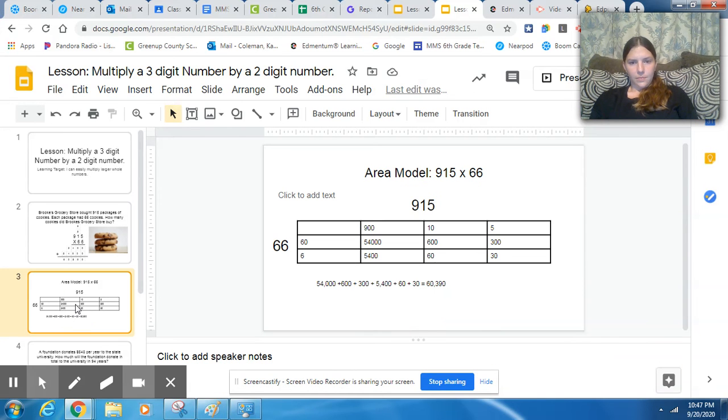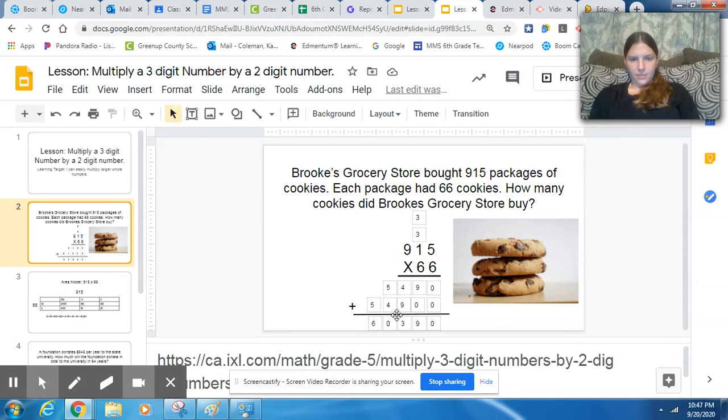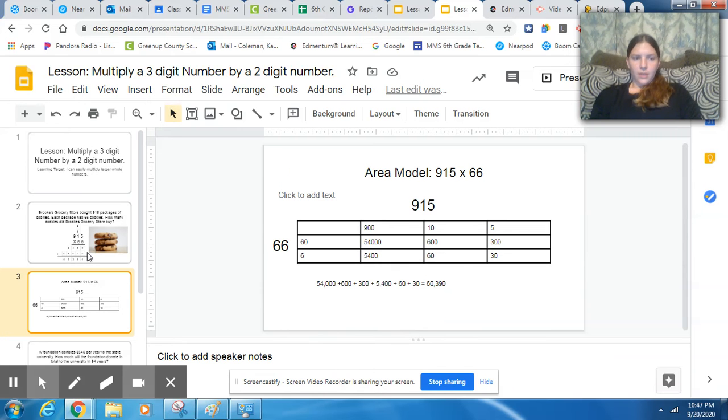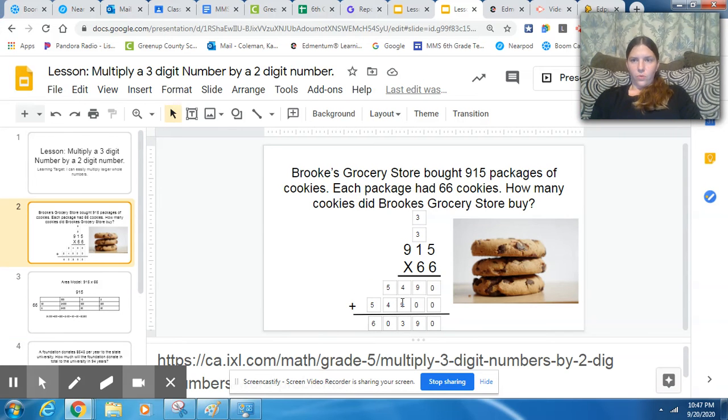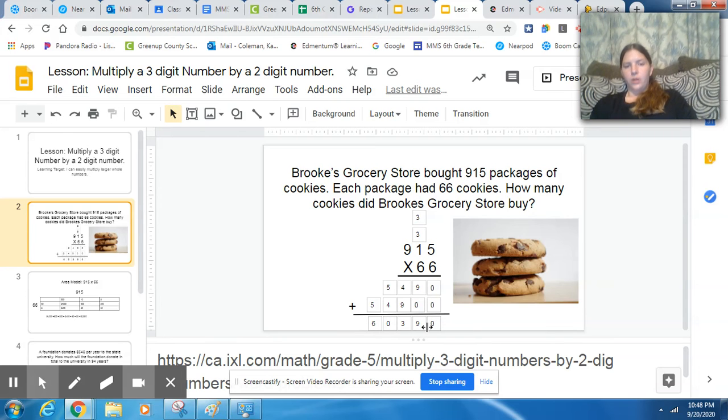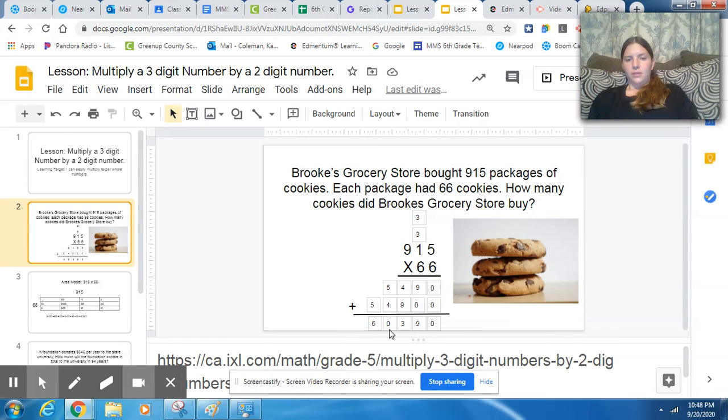And I can see that I got the same answer, 60,390, working out the standard algorithm. Got the same answer working it out either way. So whichever method you're more comfortable using, use it. This standard algorithm is going to be what you see in your boom cards. If you don't work out this algorithm in your boom cards, just put your answer at the bottom and then send me a picture of your work.